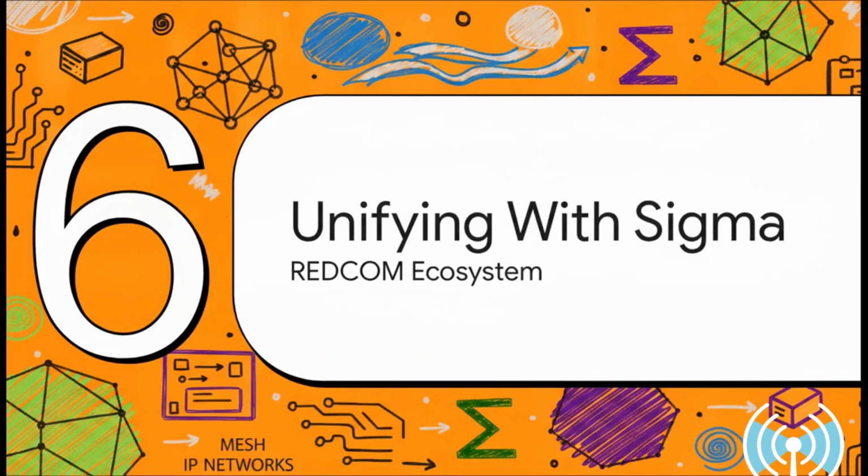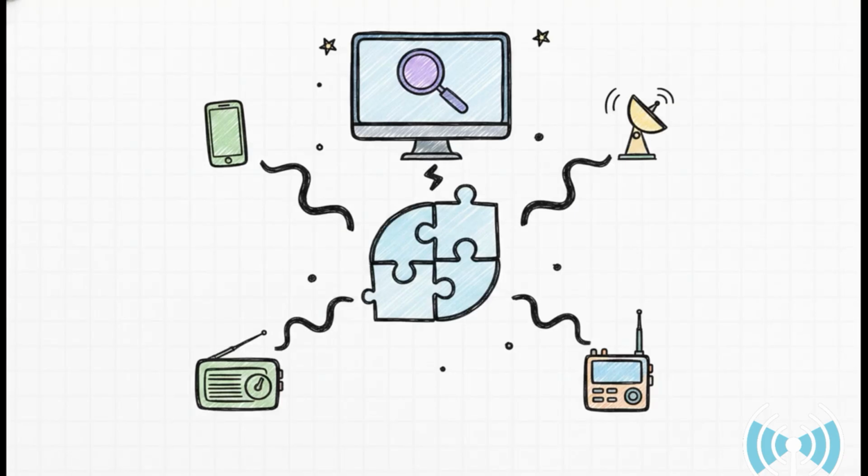Let's wrap it up with Section 6, Unifying Comms with Sigma. So if we have all these disparate layers, how do we actually tie them all together? Well, the sources point to solutions like the REDCOM Sigma ecosystem. Acting as sort of the software-centric glue, Sigma works with SDRs, MANET nodes, and IP systems across any vendor. Through radio over IP or ROIP, it seamlessly links smartphones, SATCOM, and tactical nets.